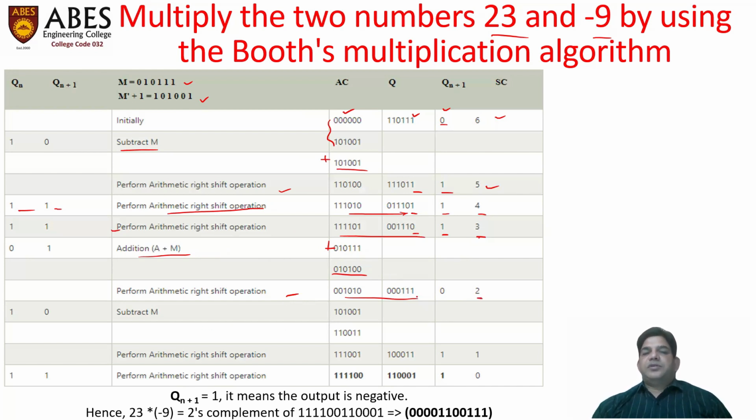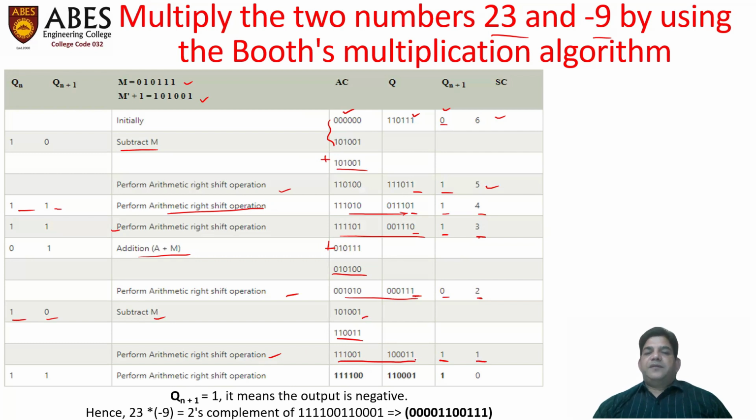Now the next bit position is checked, Qn and Qn plus 1 are 1 0, so we perform the subtraction. Subtraction is done with the M complement plus 1 value, and we again modify our partial product and then perform the arithmetic shift right operation. Then the sequence count is decremented by 1, that is 1.